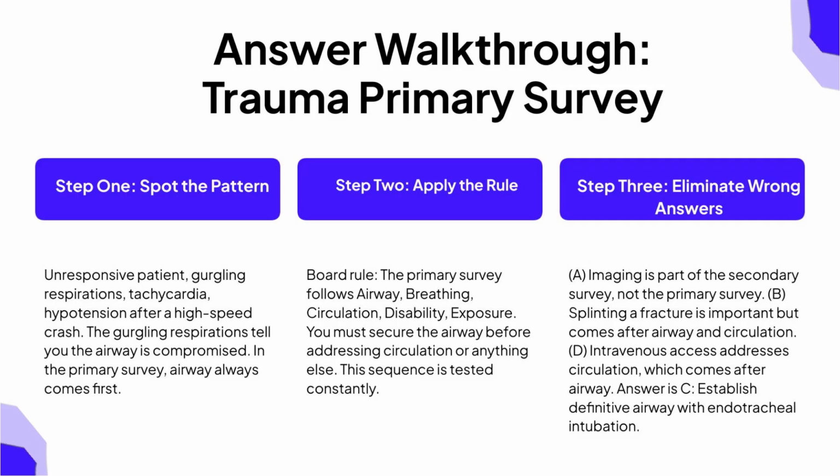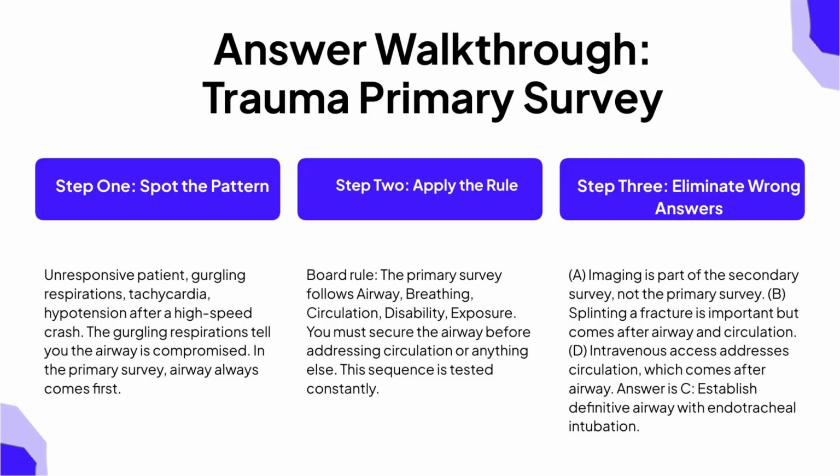Step 2. Apply the rule. In trauma, the primary survey always follows airway, breathing, circulation, disability, exposure. You must secure the airway before doing anything else. Step 3. Eliminate wrong answers. Option A, imaging, is part of the secondary survey, and you would never scan an unstable patient first.